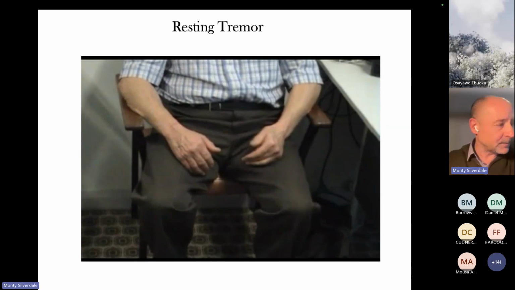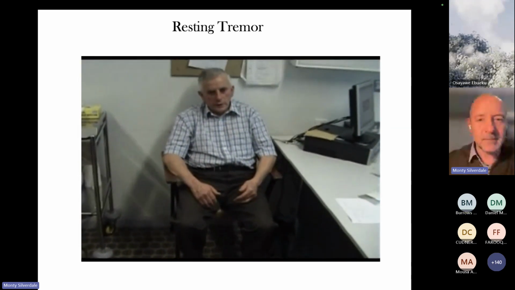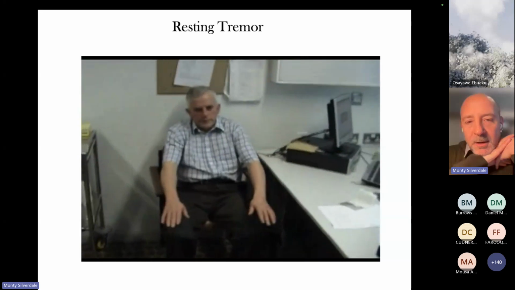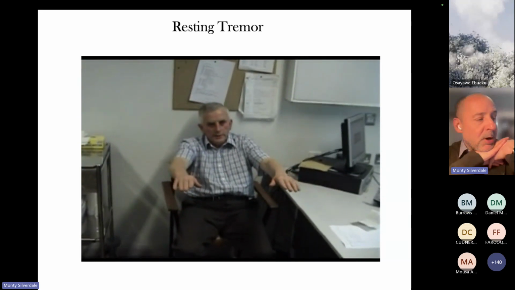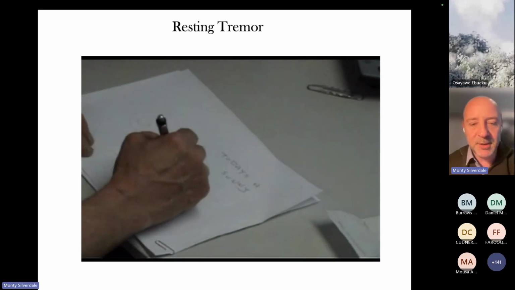August, July. Can you put your arms straight out in front of you now? Straight out in front of you. That's good. And what we see when we put our arms out in front is that the tremor goes away. It's not a postural tremor. It's just a resting tremor.